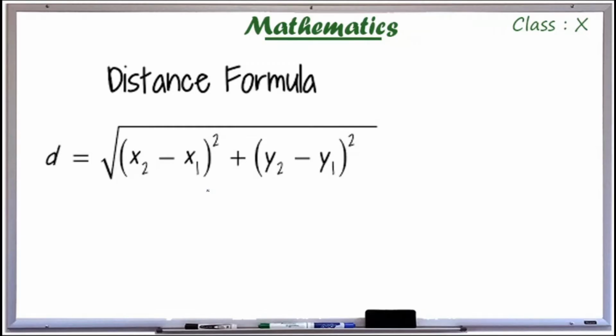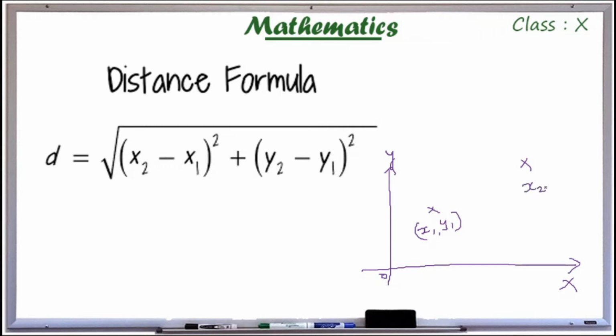This is the most important equation in our chapter. Suppose I have to find the distance between 2 points. I have the x-axis and y-axis. Here is the origin. Suppose there are 2 points and I have to find the distance between them. Suppose the first point be x1, y1 and the second point is x2, y2. I have to find the distance between these 2 points.